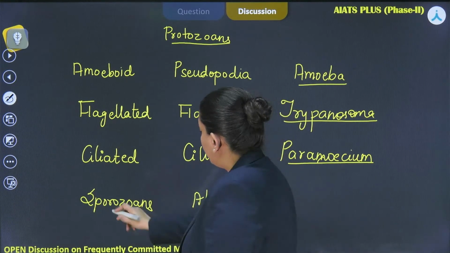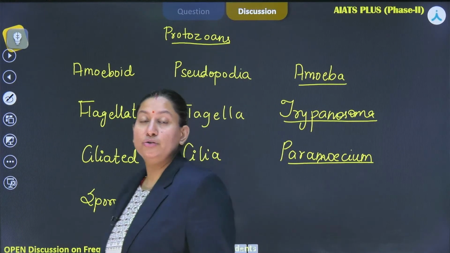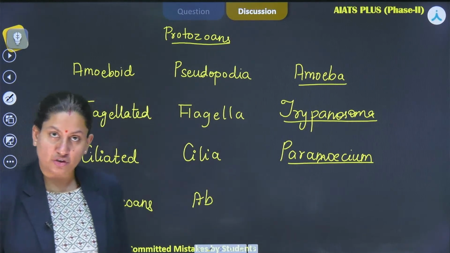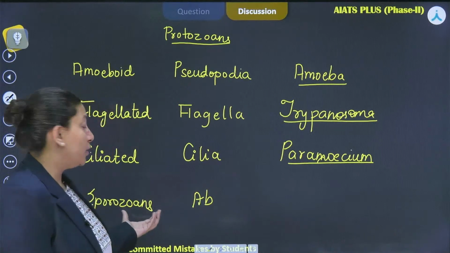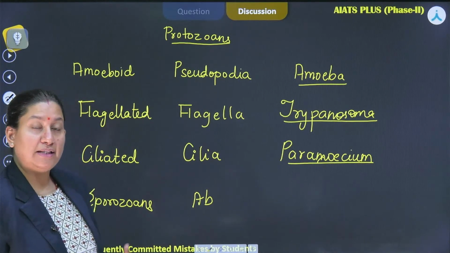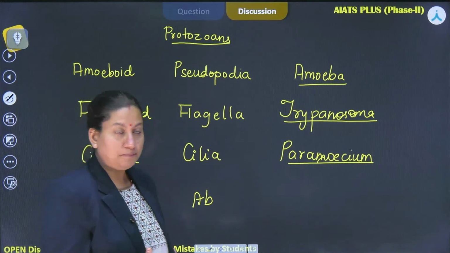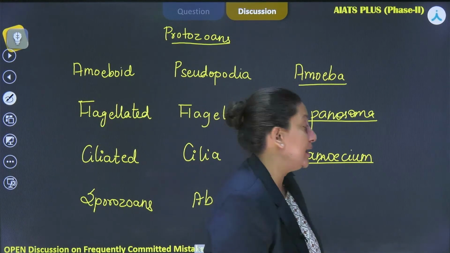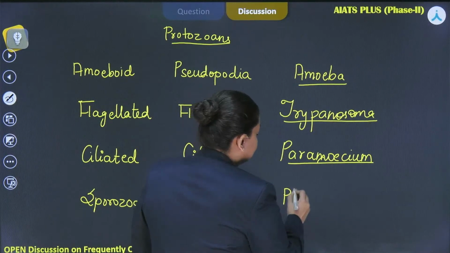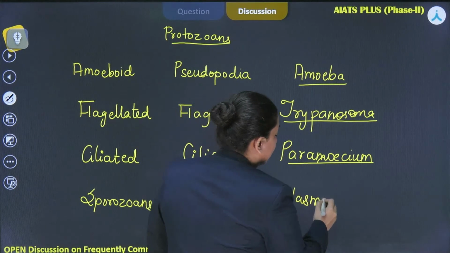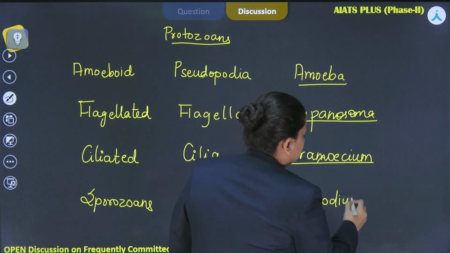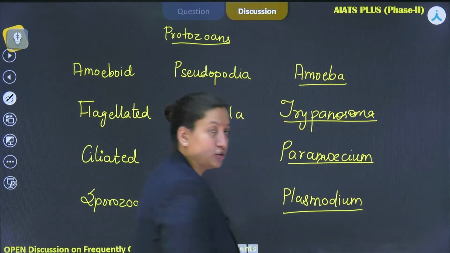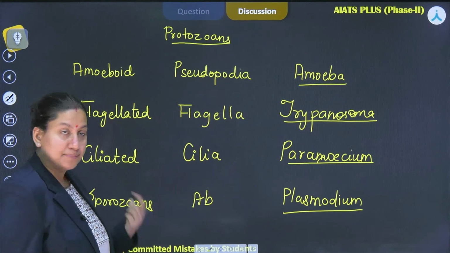Right? Then talking about sporozoan, which do not have any locomotory structure present in them, but the organisms that are present over here have this infectious life cycle, which is going to require, you know, certain hosts. Like we could see the example of malarial parasite, which is Plasmodium, right? It belongs to this particular category.